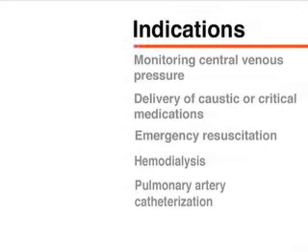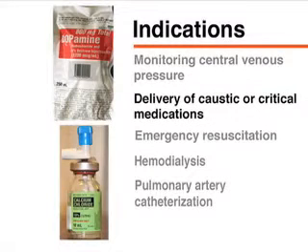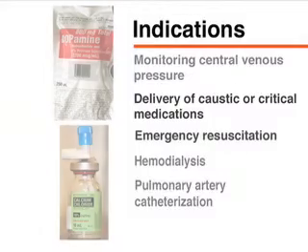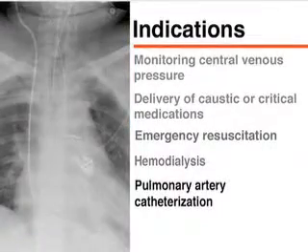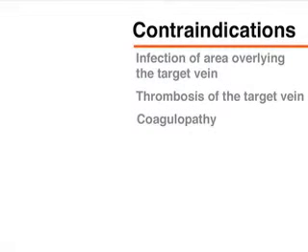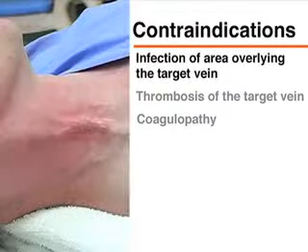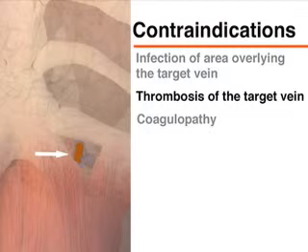The placement of a central venous line is indicated for the continuous monitoring of central venous pressure, the delivery of critical or caustic medications, for emergency resuscitation, hemodialysis, and pulmonary artery catheterization. General contraindications for the placement of a central venous line include infection of the area overlying the target vein and thrombosis of the target vein.